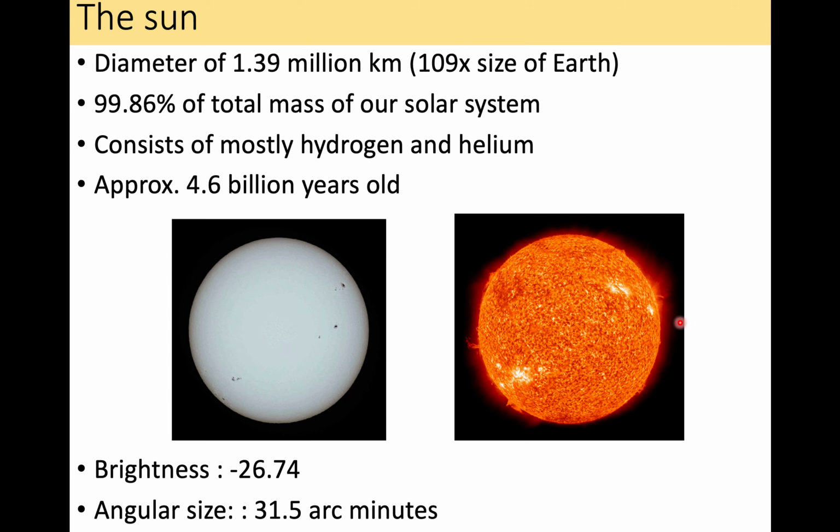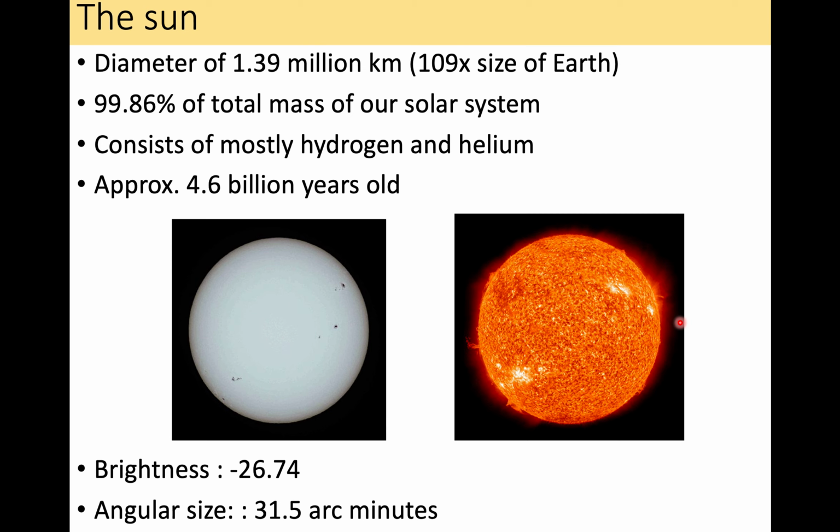So let's think about the sun, my favorite star. The sun is quite large. It is about 109 times the size of our Earth. And if we look at all of the mass in our solar system, the sun, the planets, all the asteroids, the sun actually makes up almost all of it. So 99.86% of all of the mass in our solar system is the sun. Very big compared to our solar system.